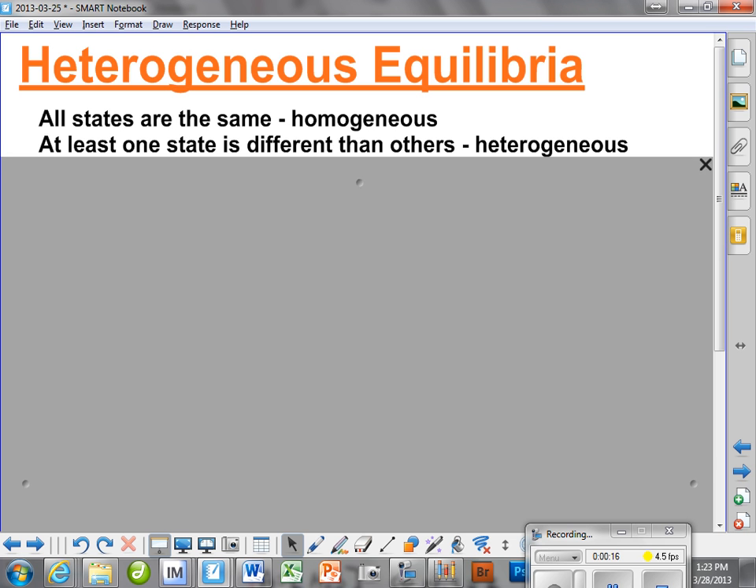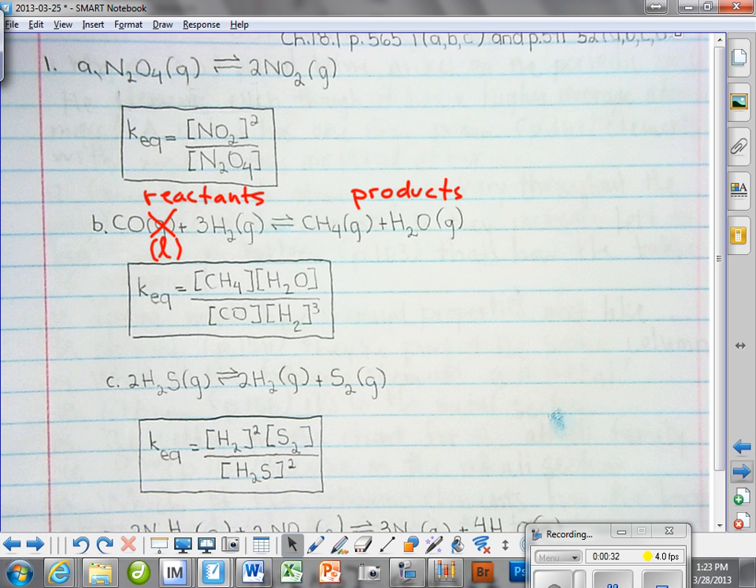These are equilibria where all states are the same, being called homogeneous, and at least one state is different than the others, meaning heterogeneous. The example that I got here is from last night's homework. So when we have a reaction like this one up here, we see that we have a G and a G. Both have the same state, and because they both have the same state, we call that a homogeneous equilibrium.